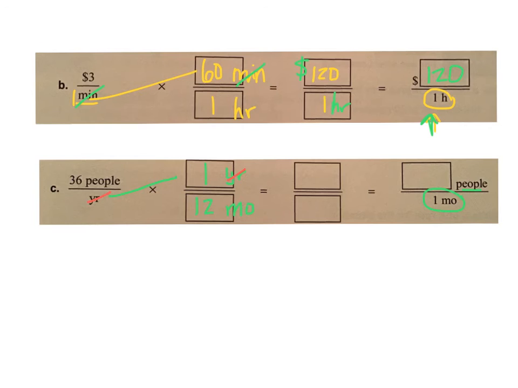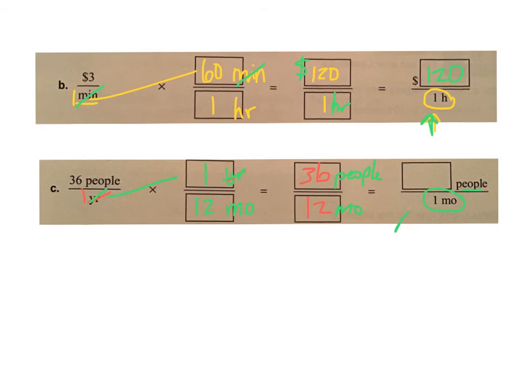36 times 1 is 36. And then there's an imaginary 1 in front of this year always. So 1 times 12 is 12. Okay, we crossed out year, so I'm left with 36 people on the top and 12 months on the bottom.